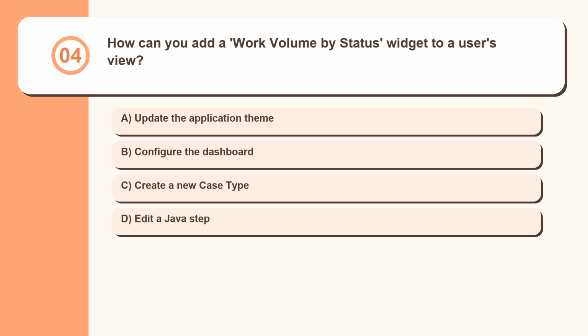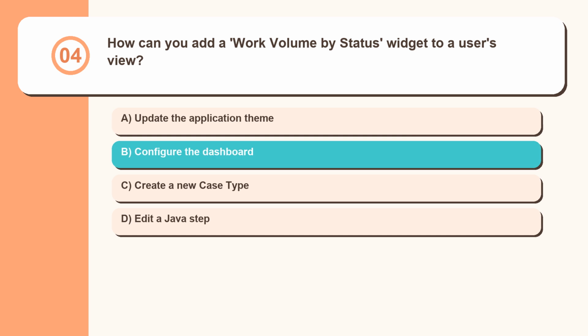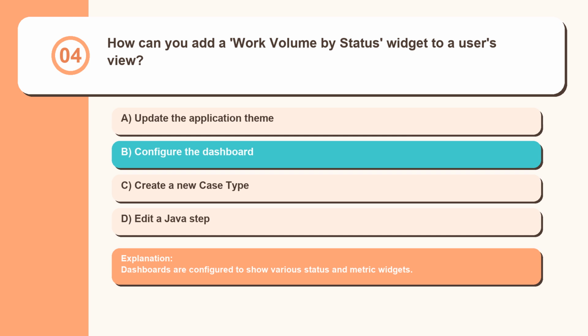Question 4. How can you add a work volume by status widget to a user's view? Update the application theme, configure the dashboard, create a new case type, edit a Java step. Dashboards are configured to show various status and metric widgets.